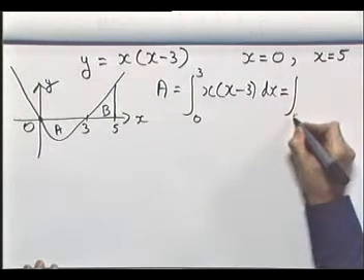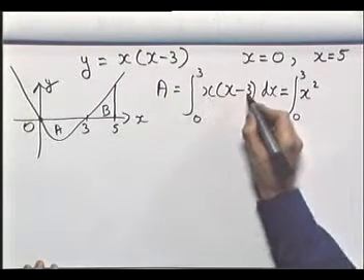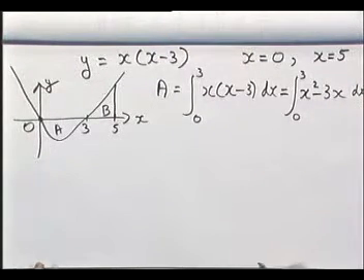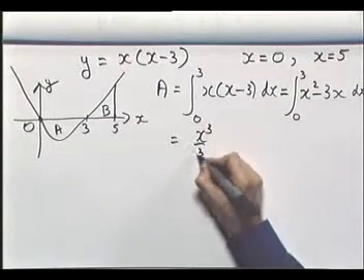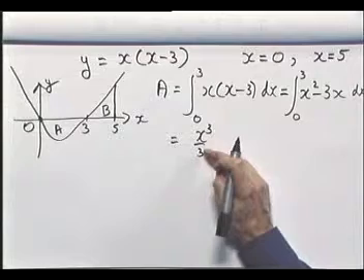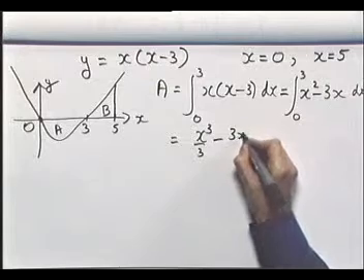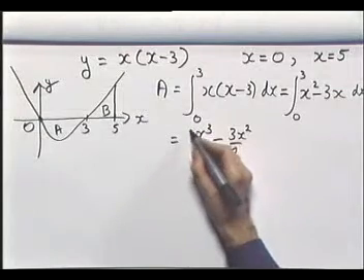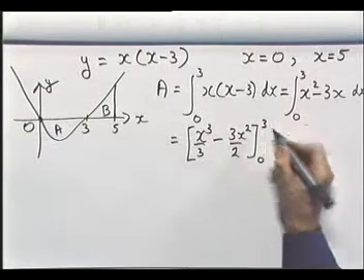Let's multiply out the brackets first. So x times by x gives us x squared. X times by minus 3 gives us minus 3x. And we're integrating that with respect to x. So let's do the integration. X squared integrates to x cubed over 3. Add 1 to the index and divide by that new index. Minus 3x. This is x to the power 1. Add 1 to the index and divide by the new index. And that's to be evaluated between 0 and 3.